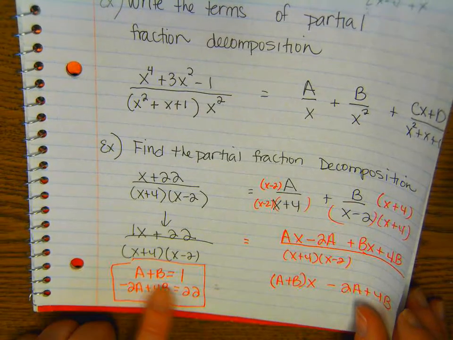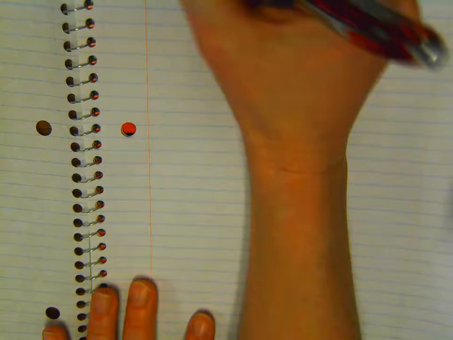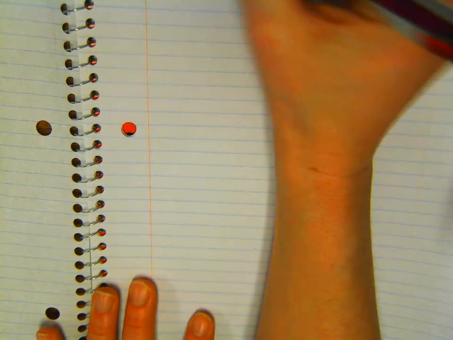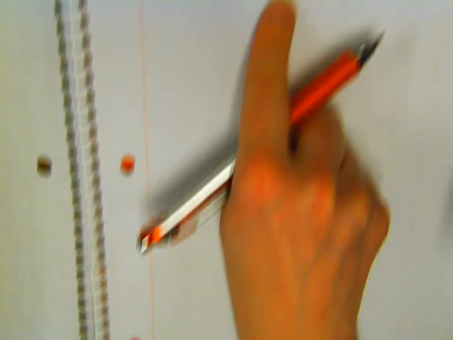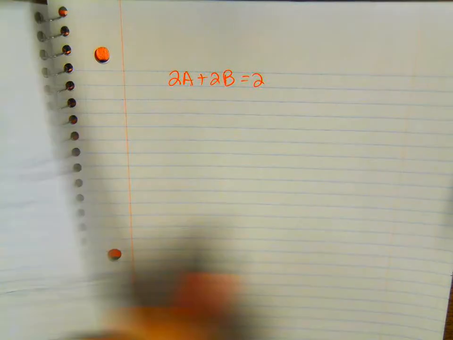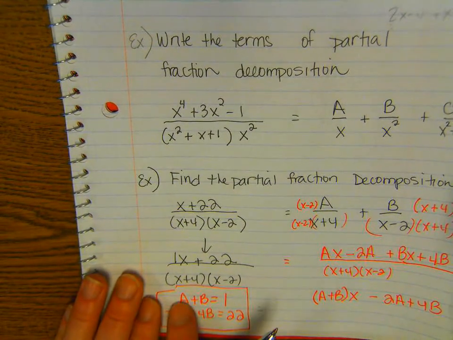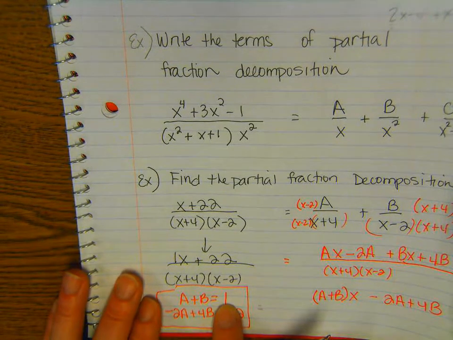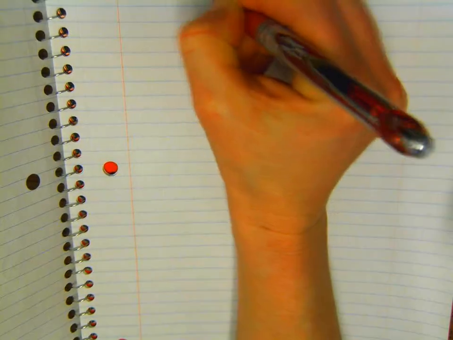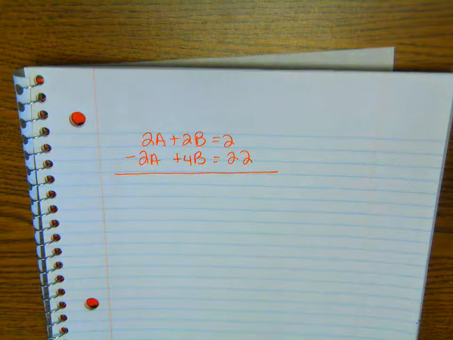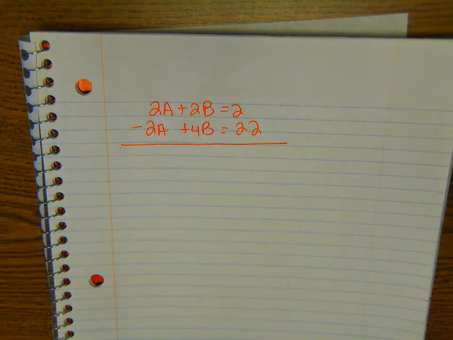What would we get? 2a plus 2b equals 1? 2, sorry. If I multiply that top equation by 2, I get 2a plus 2b equals 2. And then my second equation was minus 2a plus 4b equals 22. All right, would you find b and a for me, please? Now that I got you that far.